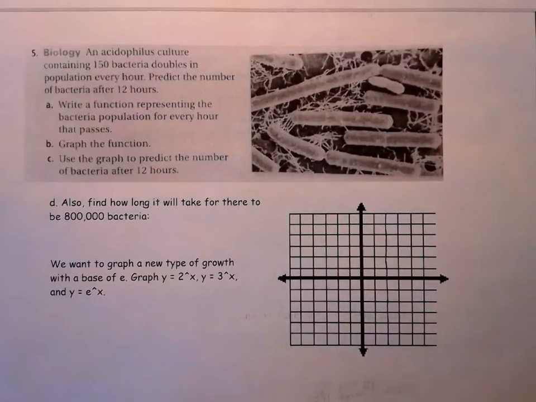Okay, this is a recap of today's lesson, March 2nd, and we are doing an application problem for biology where we are investigating the growth of bacteria. So bacteria is grown in a culture and it contains 150 bacteria to start with, and it doubles every hour. Part A says write a function representing the bacteria population for every hour that passes.